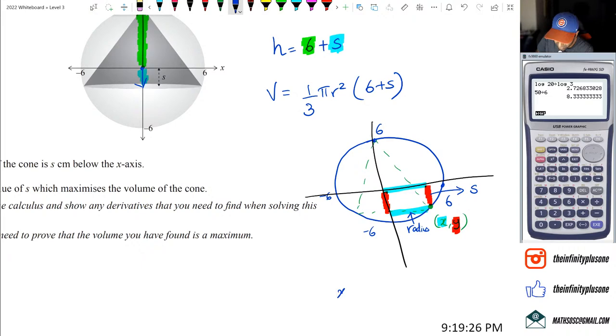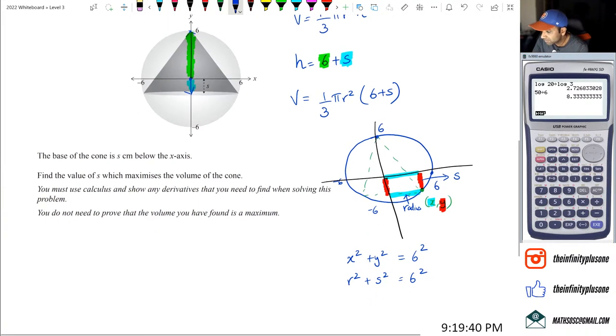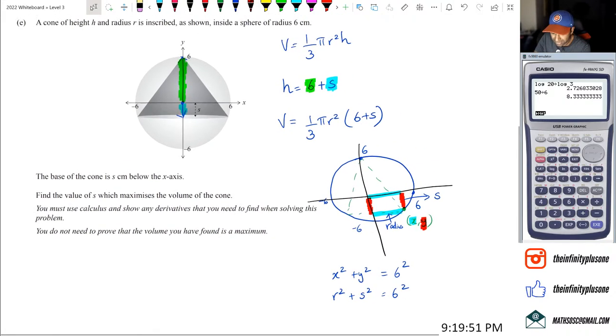An equation of a circle is x squared plus y squared, and this one it's 6 squared. But because we are using s and r, we can write this as r squared plus s squared is equal to 6 squared. Now guys, you need to let me know if you don't understand this part, because this is where we're going to get cramped up. I'm going to pause for a second, so let me know if you understand that, because if you do, we are pretty much good to go with the rest of the question.